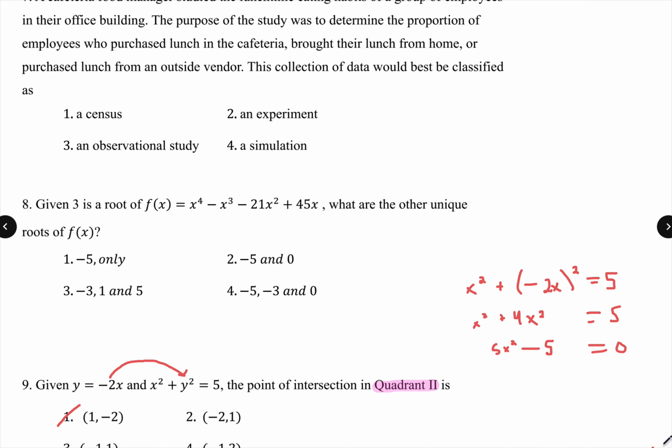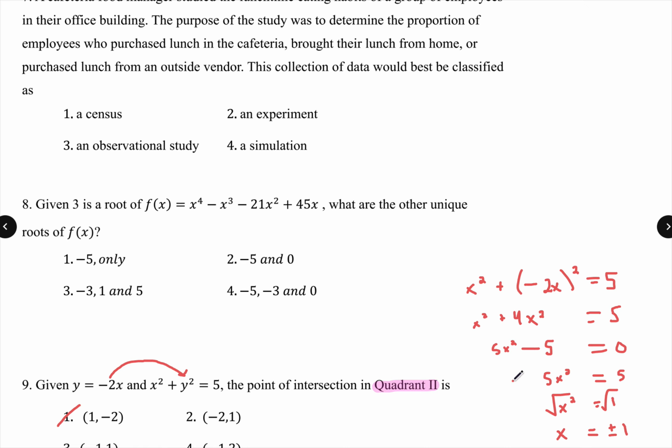Well, let me try to find some roots. I could add 5 on both sides, which gives me 5x squared equals 5. So I actually did a little bit too much work over here, but that's fine. I divide by 5 on both sides. I'm getting x squared equals 1. Take the square root. x equals not just +1, but also -1. So the +1 is not going to work as a solution because it's not in quadrant 2. The -1 will.